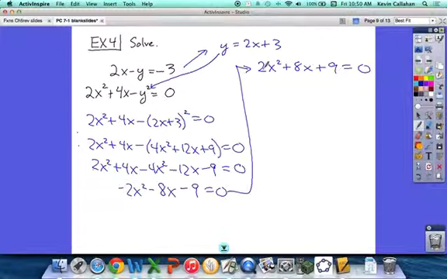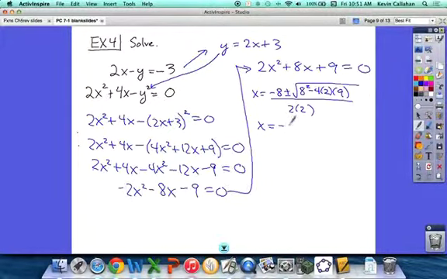Okay, so now, if this was factorable, it'd be 2 times 9 is 18. The factors of 18 that add up to 8 don't exist. So it'd be a quadratic formula, right? So we would have to go x equals negative 8 plus or minus the square root of 8 squared minus 4 times 2 times 9, right? Divided by 2 times 2.